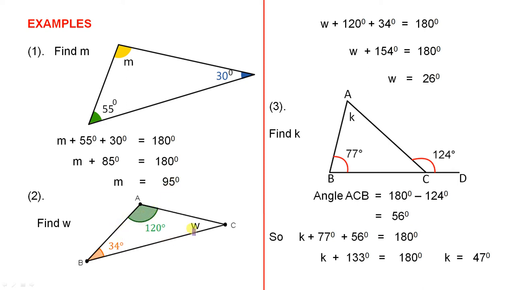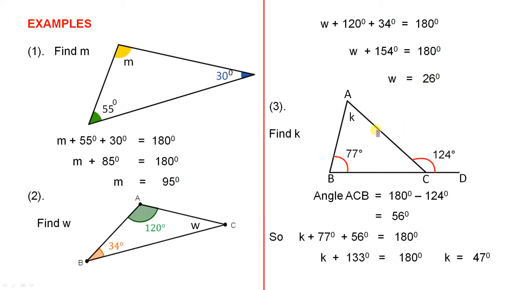Here we have to find W, where this angle is 120 and that angle is 34. So W plus 120 degrees plus 34 degrees equals 180 degrees. W plus 154 degrees equals 180 degrees, so W equals 26 degrees.